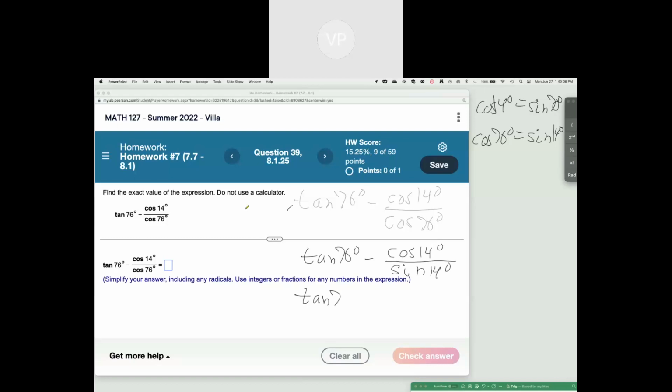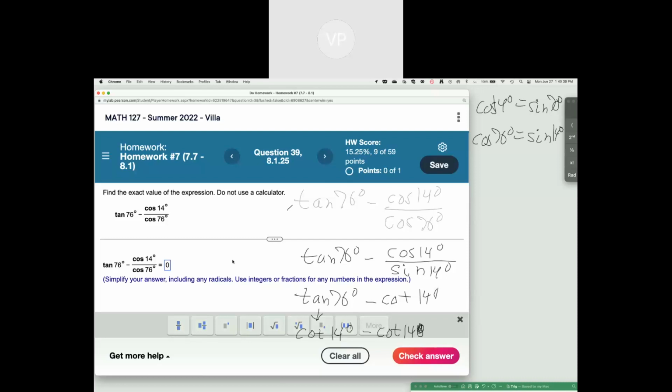That helps me a little bit in the fact of I get this minus the cotangent of 14 degrees. And I can finish this problem because I remember also with my complementary angles, this is the same as the cotangent of 14. That's degrees, by the way. So I'm going to get a 0 right there.